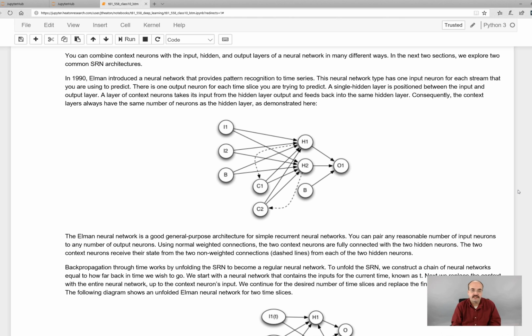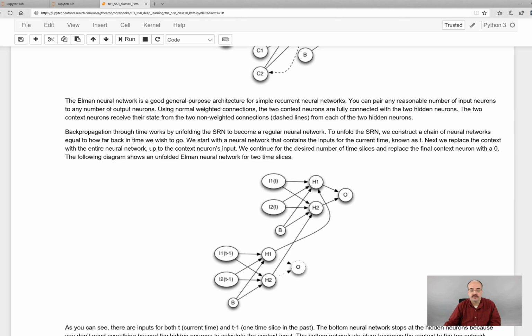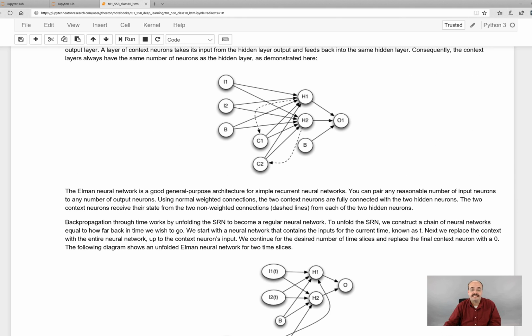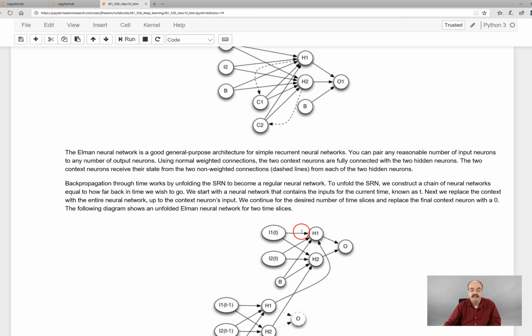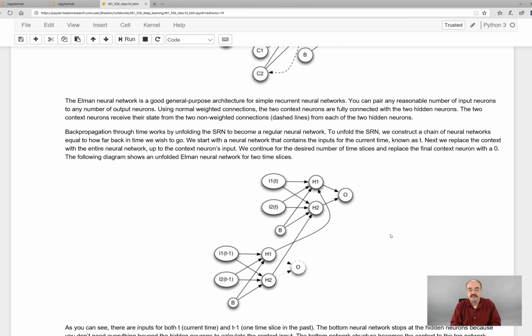And it unfolds it into a completely regular feed-forward neural network that can be trained with classic backpropagation. And that's how these are trained. Here is an unfolded Elman neural network. It's exactly this one that we have up here, except it's unfolded, so that we can actually train it.